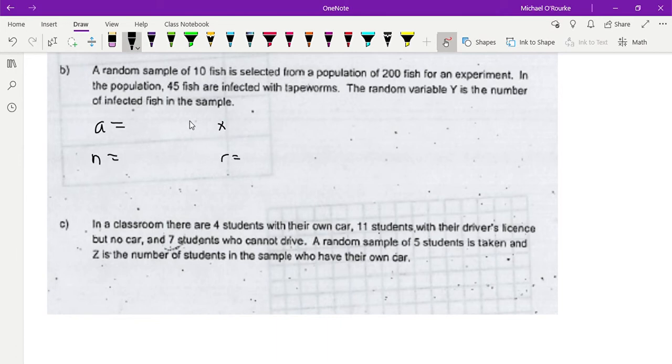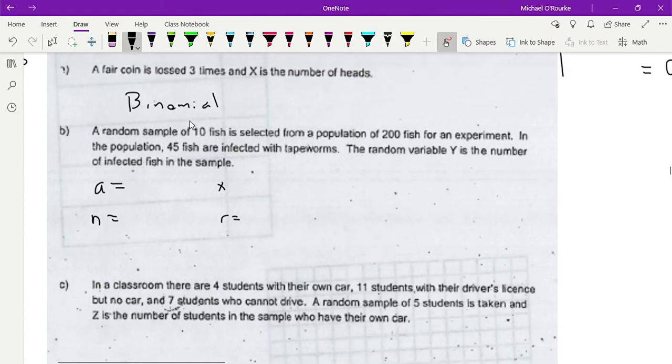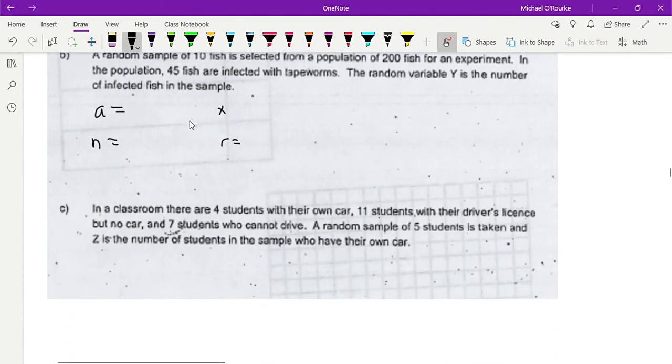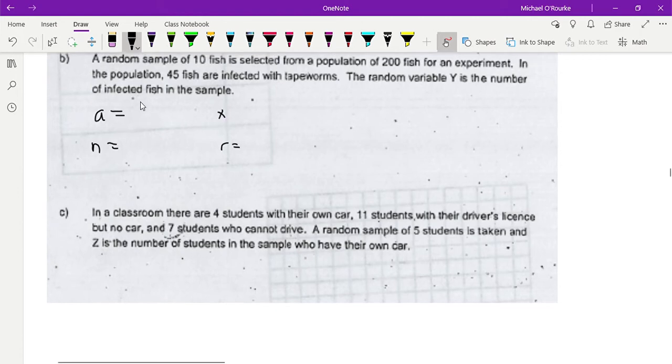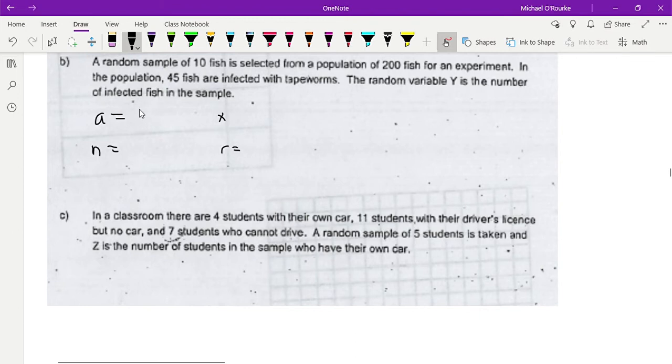Okay. What's my A value here for this one? It's the population I'm looking for. How many are in the A? What's my number here? 45. That's the population I'm looking for. How many are in the population? Those are the defective, for lack of a better term, right?